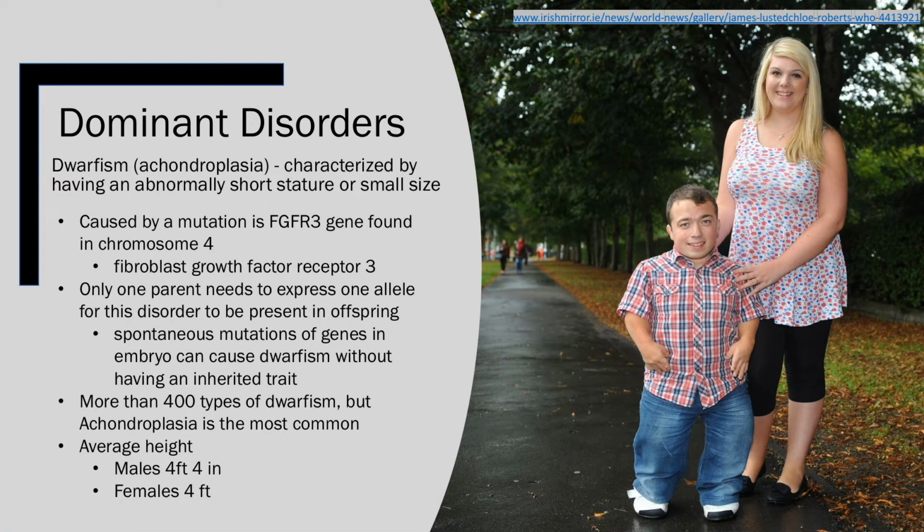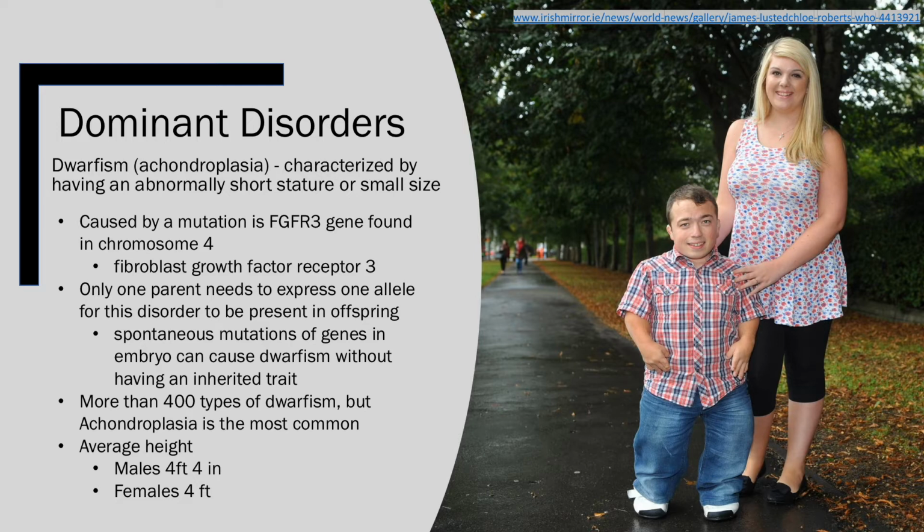Achondroplasia, which is a form of dwarfism, is an example of a dominant autosomal disorder. Although there are over 400 types of dwarfism, achondroplasia is the most common. It is caused by a mutation in the FGFR3 gene, which is found on the 4th chromosome. Since achondroplasia is a dominant disorder, it only needs one parent to pass down an allele for the disorder in order for it to be present in an offspring. There is also a possibility of a person having achondroplasia without either of their parents passing on that gene. A new mutation could have occurred in that individual.